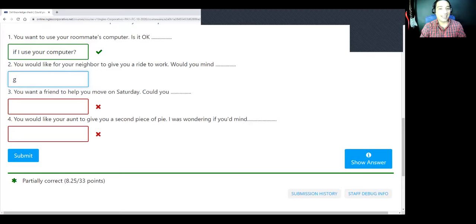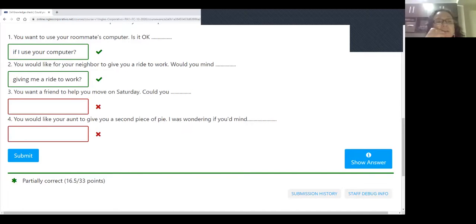Ahí decía Violeta la regla, ¿qué es lo que no puedo hacer después de mind? Given, this is the gerund. You need a gerund, so. Would you mind? Giving me a ride to work. Would you mind giving me a ride? Let's see. To work, maybe, let's see. Teacher? Yes, you got it, Alicia. Yes. Would you mind giving me a ride to work?